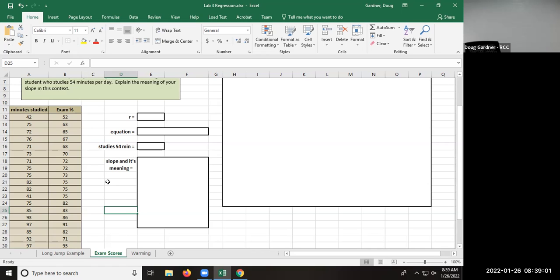So the trend line. Powerful about that is the model for the relationship.